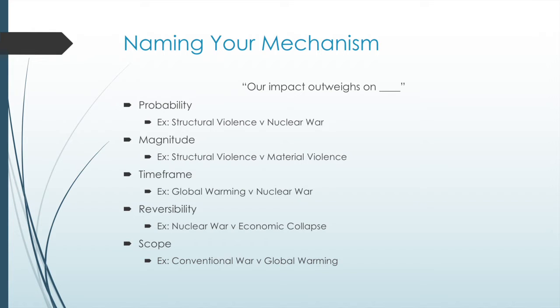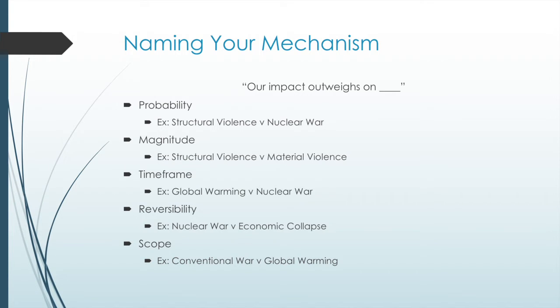So what we mean when we say mechanism is it's a way of comparing 2 different impacts. A mechanism is the thing that tells us what aspect of the impacts we're considering. So for instance, the first example here is probability. So if we're comparing our impacts based on probability, we're going to be taking into account which one is more likely to happen. So the example I have here is structural violence versus nuclear war.